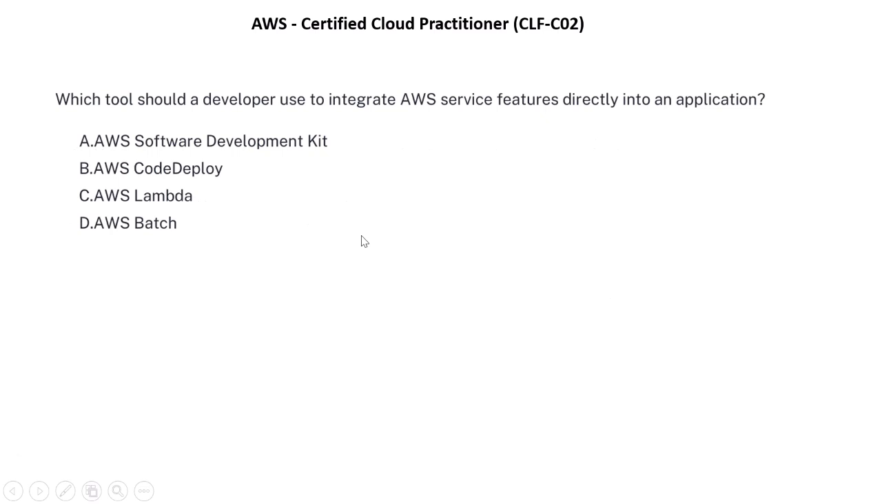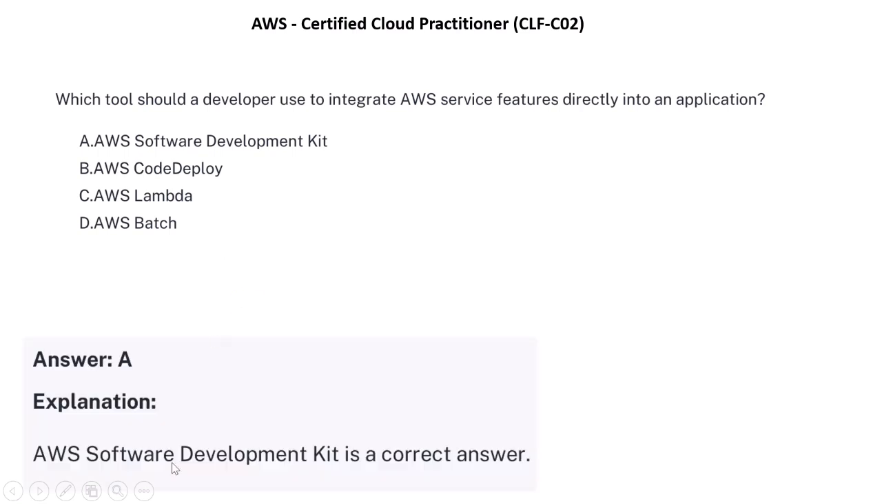Next one. Which tool should a developer use to integrate AWS service features directly into an application? Option A, AWS Software Development Kit, which is nothing but the AWS SDK. Option B, AWS CodeDeploy. Option C, AWS Lambda. Option D, AWS Batch. The correct answer is option A, AWS Software Development Kit.